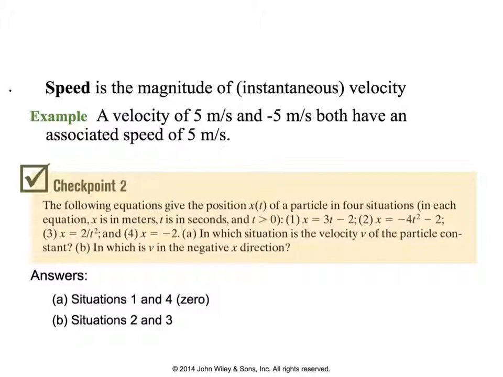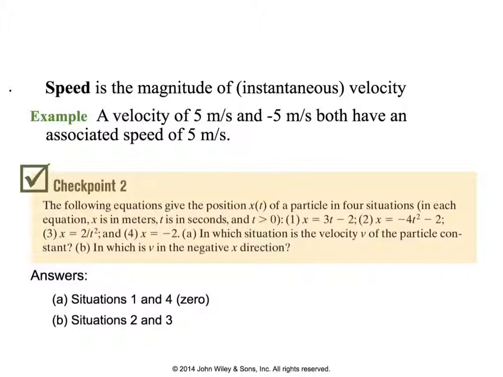Let's take a look at this checkpoint here real quick. In this situation, we're given a position function for a particular particle. It doesn't matter what it is. x is measured in meters, t is measured in seconds, and t is greater than 0. We pretty much always assume t is greater than 0 because negative time doesn't exist. Time is a scalar, and the arrow of time always marches forward.